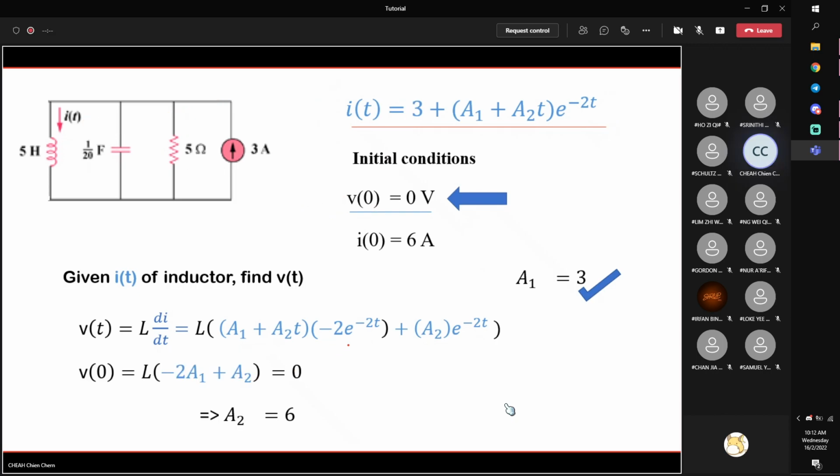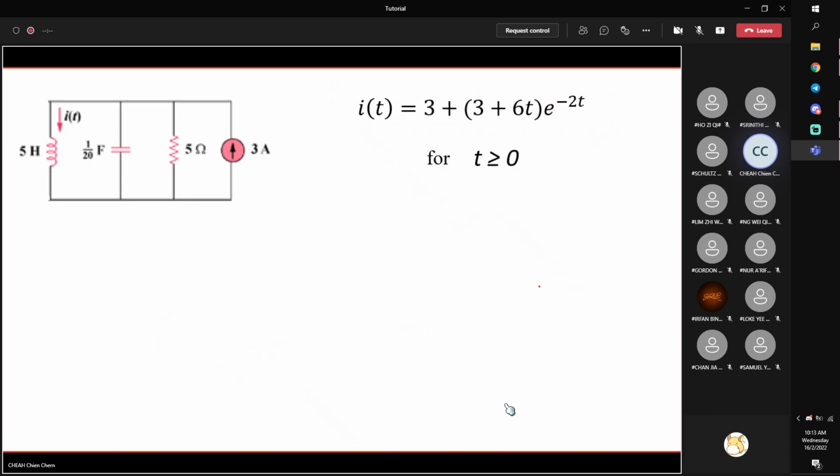So finally, I put t equal to 0. Then some of this term will disappear. This will be equal to 0. This will become 1, right? e to the power of 0 is 1. So basically, you get the next equation and equate it to 0 because V0 must be equal to 0. Then we get A2 equal to 6. Okay, this means that A1 is equal to 3, A2 is equal to 6, and this gives us the solutions.